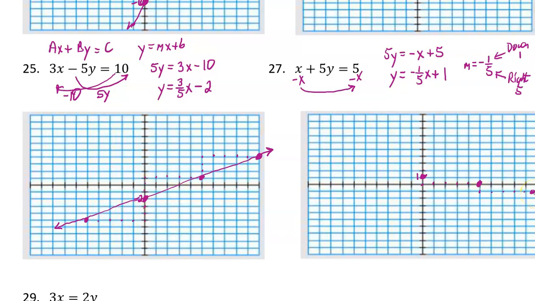I could also go up 1, left 5. 1, 2, 3, 4, 5. And draw the line.